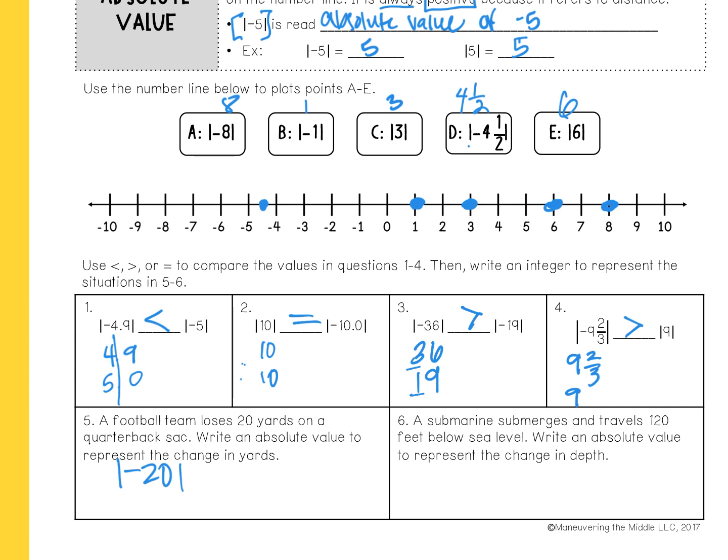Number 6, a submarine submerges and travels 120 feet below sea level. Write an absolute value to represent the change in depth. Well, we know if we have below sea level, we're going to be going backwards. So we have negative 120 feet below sea level. So we need the absolute value of negative 120.